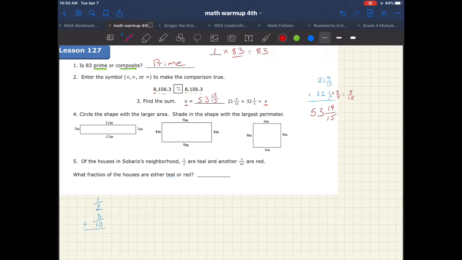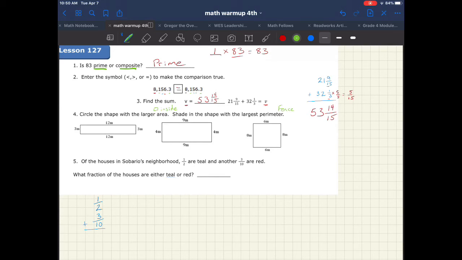4 says circle the shape with the larger area, shade in the shape with the largest perimeter. And really we are going to have to actually figure out the area and the perimeter for every shape to know which one has the largest perimeter and which one has the larger area. So remember, perimeter is the fence. When you see perimeter, think fence. And area is the squares inside.